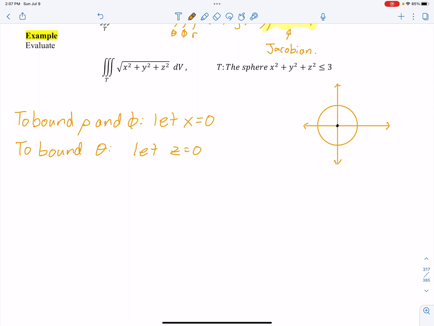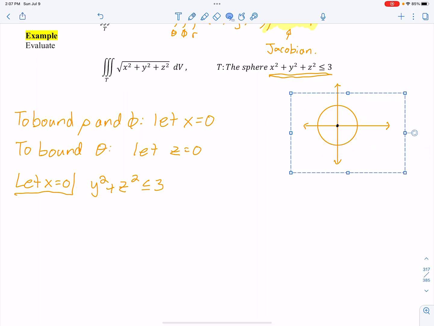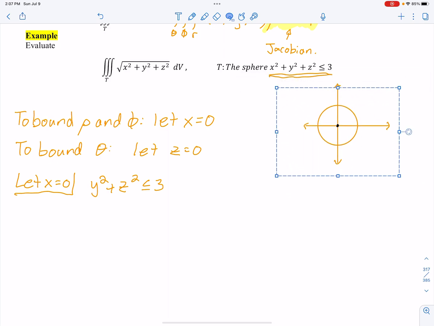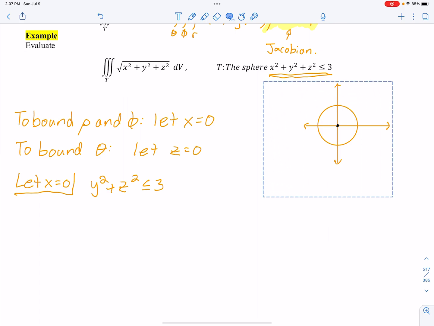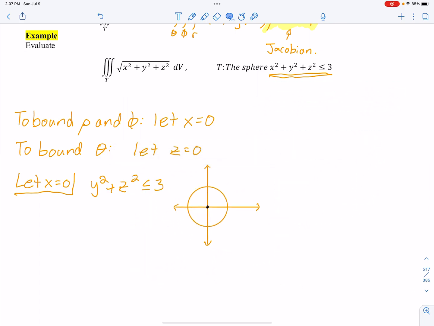All right, so let's let x equal 0. On this, that's what we're talking about. We get y squared plus z squared is less than 3. So let me pull this over here. All right, this projects this onto the YZ plane, and then it has the radius of square root of 3.